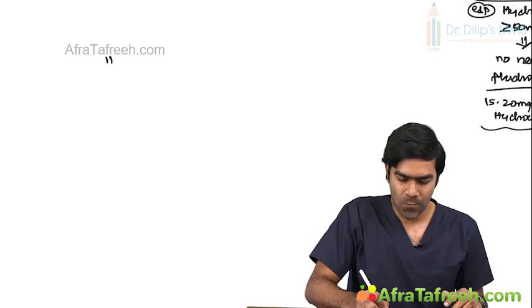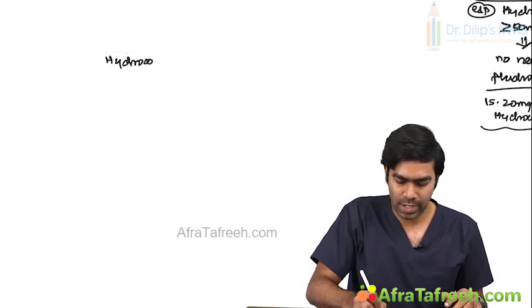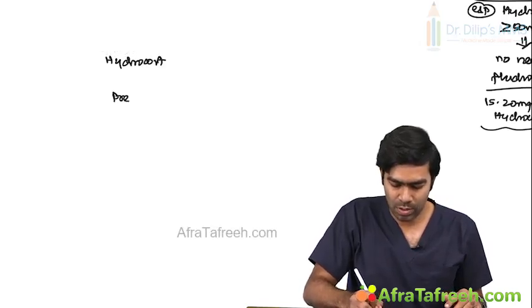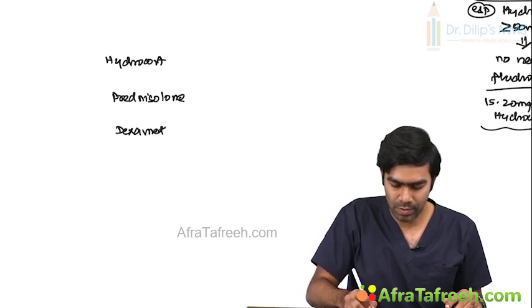Next thing. So what is the glucocorticoid of choice? You know there are multiple glucocorticoids which I have discussed in the previous video, but there are three which we commercially use as a physician. One is hydrocortisone, which is short acting. Second is prednisolone, which is intermediate acting. And the third one is dexamethasone, which is long acting. We know that.